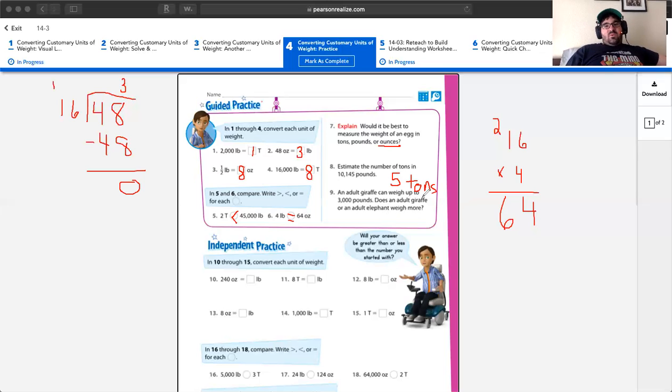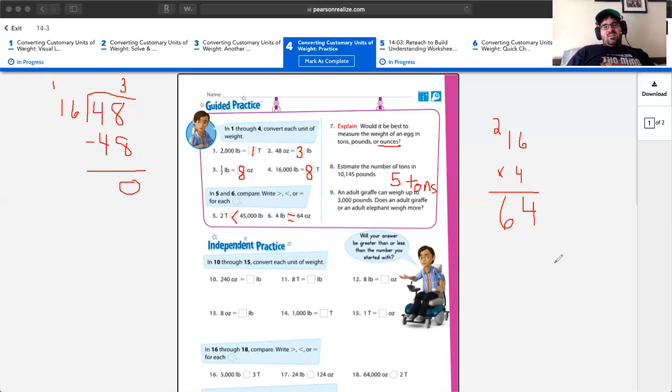An adult giraffe can weigh up to 3,000 pounds. Does an adult giraffe or an adult elephant weigh more? That goes with the video, so I'm not going to answer that question, but you can also use logic to figure out which one is bigger, a giraffe or an elephant. I think I know the answer, but I'm going to let you decide that one on your own.